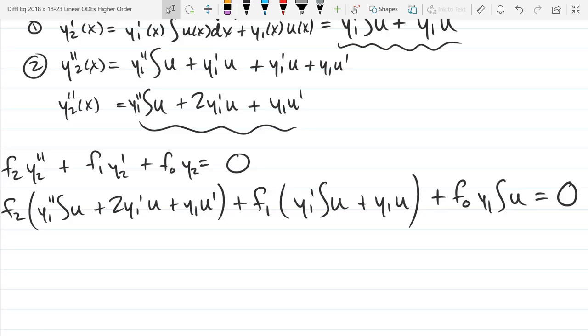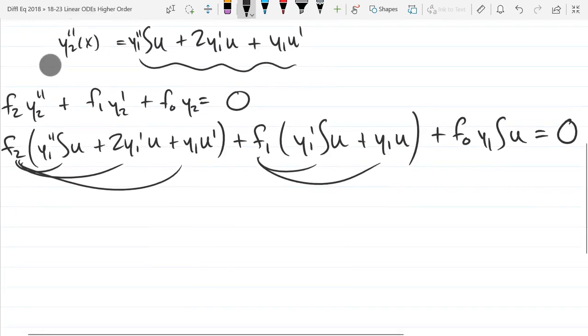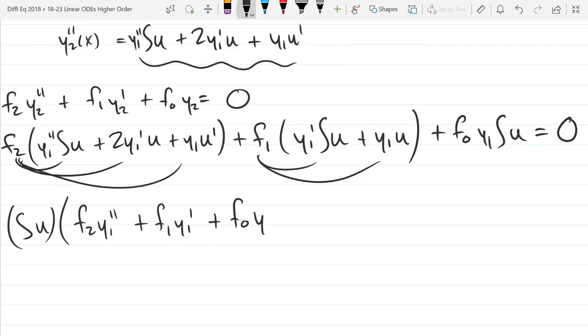So let's get all the integral of u terms first. So anything that's integral of u, we're going to write first. And we're also going to be distributing all these functions out. So we'll go with the integral of u first. So I have one term in the first, which is f2 y1 double prime. The second term, I have f1 y1 prime. The third term, I have f0 y1, and I factored the integral of u out.